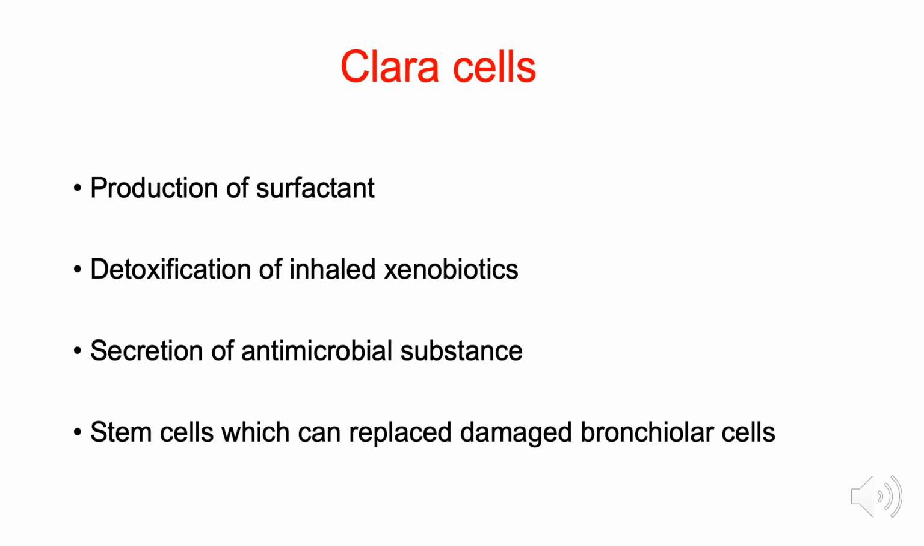Clara cells can also secrete antimicrobial substances which can kill microorganisms present in the air that were not trapped by the mucus produced by the goblet cells in the trachea and the bronchi. Another important function of the Clara cells is that they can act as stem cells. So let's say, for example, the simple ciliated columnar cells of the bronchioles were killed by an injurious agent, then what will replace them are the Clara cells. Clara cells can also replace the cells of the alveoli. So that's how important they are.